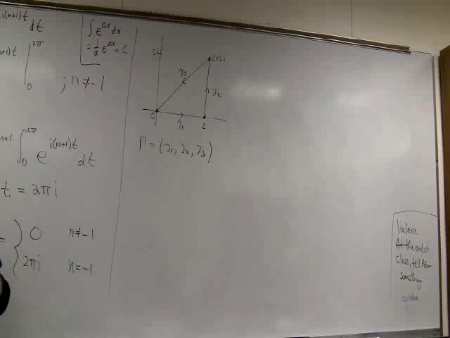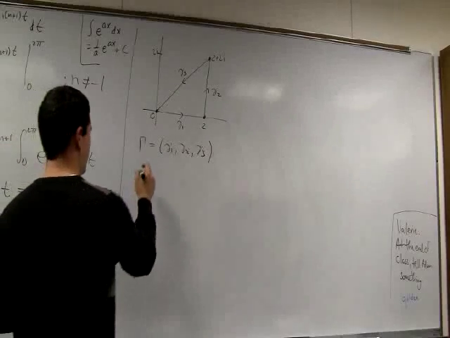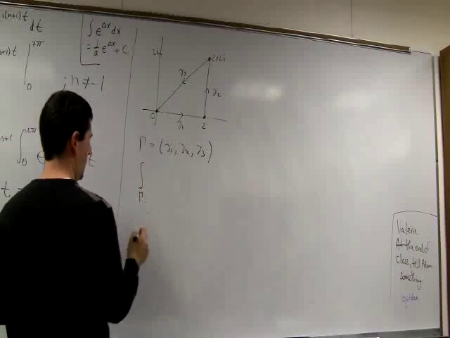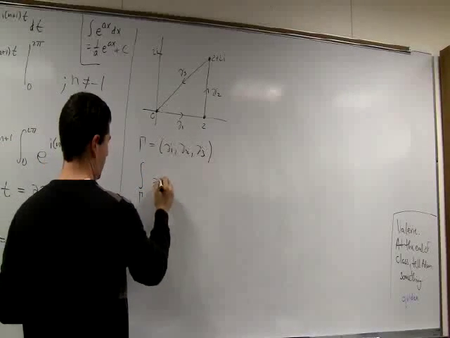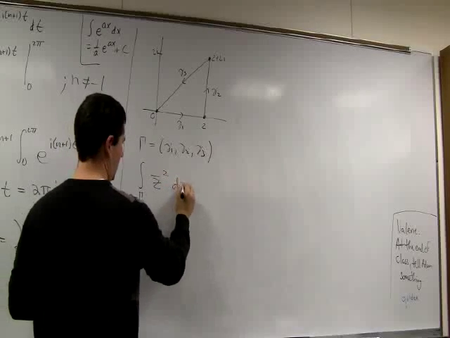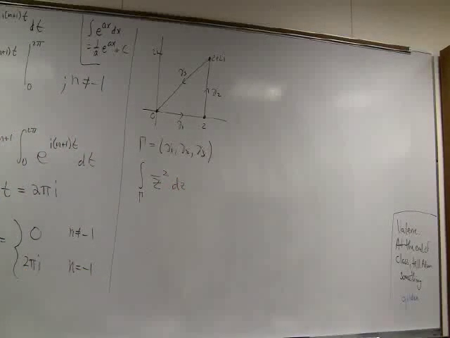Okay, and so now the question is, what if I want to integrate a function over gamma? For instance, how about the conjugate of z squared? That's a perfectly reasonable function to write down. And we'd like to integrate this thing.